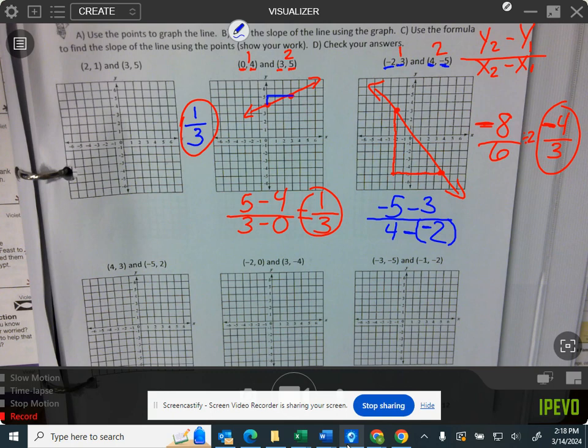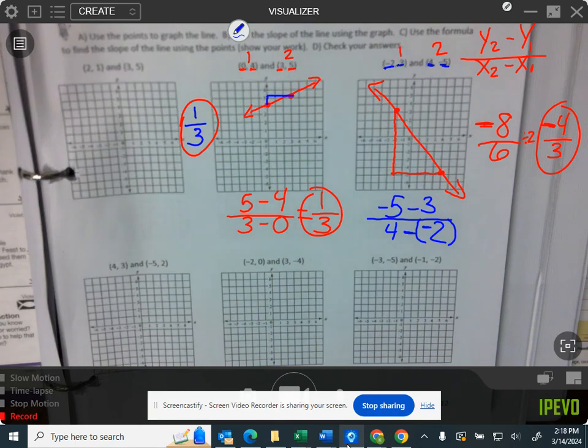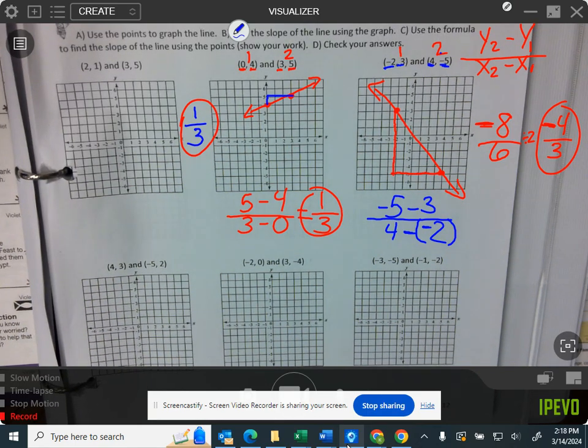Wait, so the 5 goes before the 3? Yeah, because I called this one my second pair. It doesn't matter which one you call your second pair, as long as you keep it consistent. If I put the -5 first in this one, I have to put the 4 first for the x. If I put the 3 first for this one, then I have to put the -2 first. So that's why I just did that.